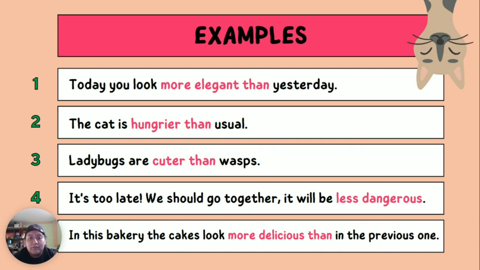Next example. It's too late. We should go together. It will be less dangerous. Our adjective is less dangerous. Next example. In this bakery, the cakes look more delicious than in the previous one. Our adjective is more delicious than.